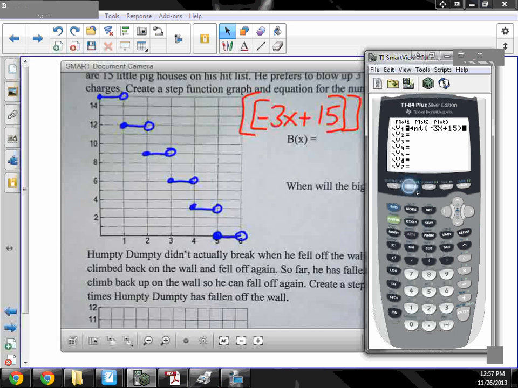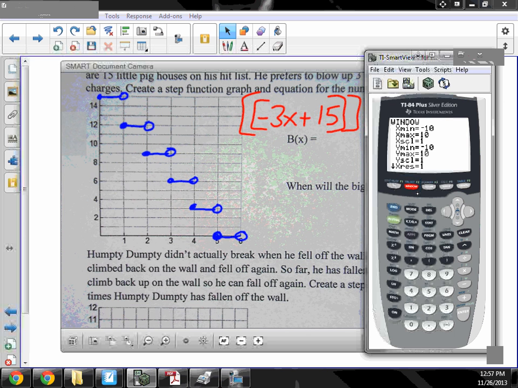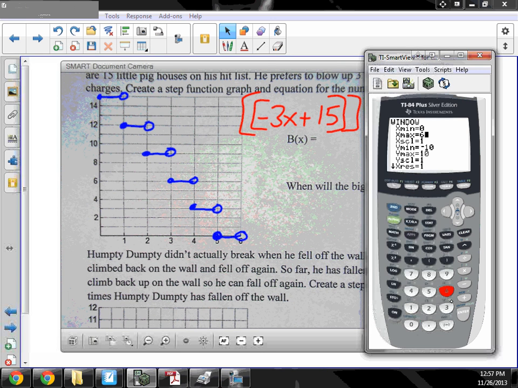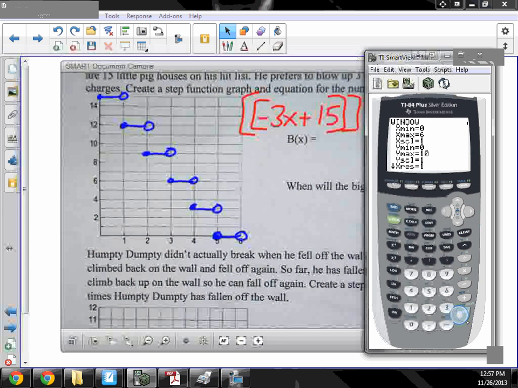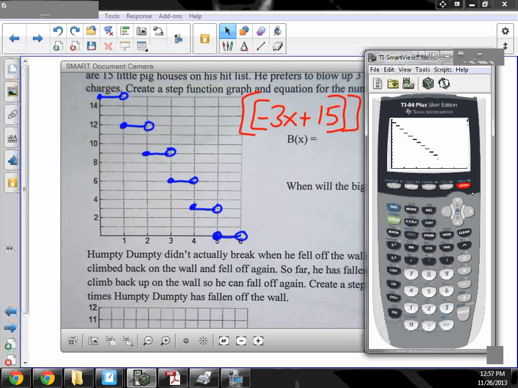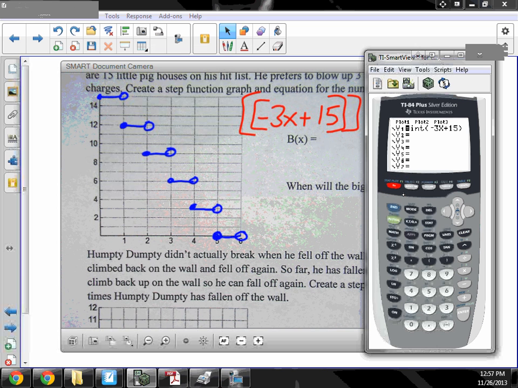And I need to change my window. I need my window to match this. So the x's are from 0 to 6. And the y values are from 0 to 15. Oh, what did I do wrong? 3x plus 15.